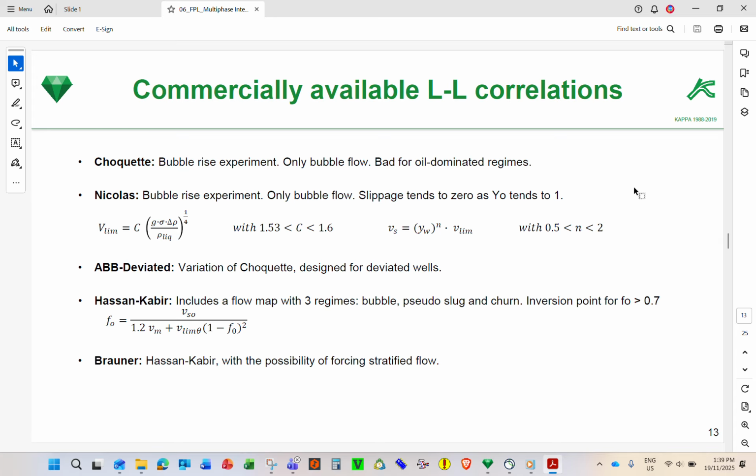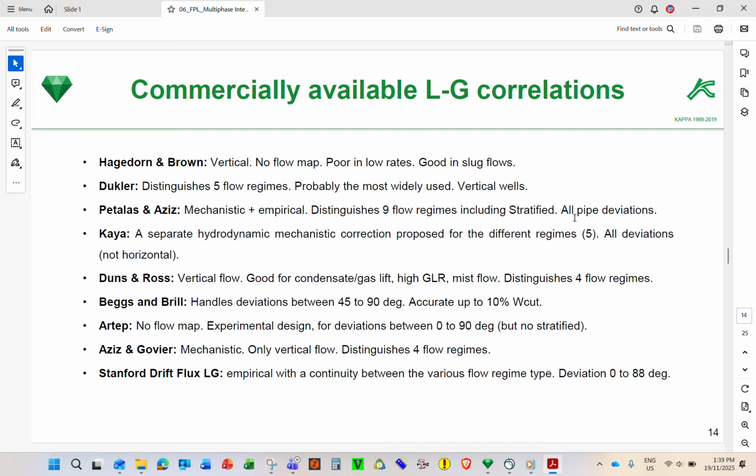And then we have liquid gas correlation. Liquid usually has very small slippage, but for liquid gas, it really depends on the flow regime, and you might have very different slippage. You have annular, you have bubble, you have 5 flow regimes, etc. I think we have about 10 different liquid gas correlations.